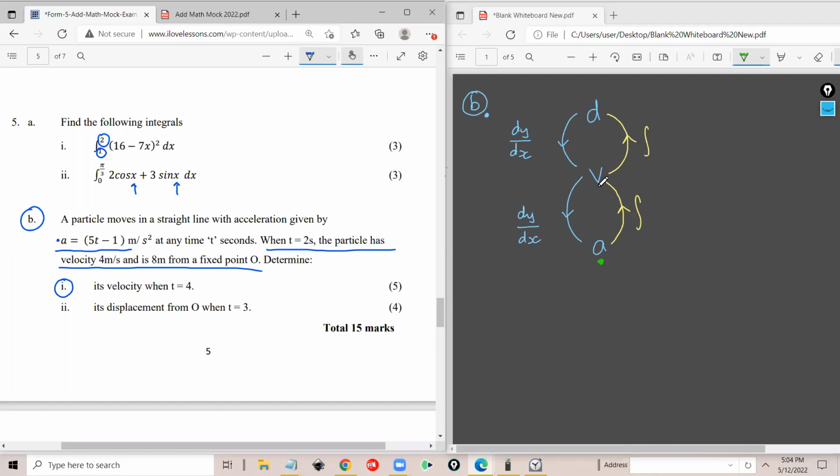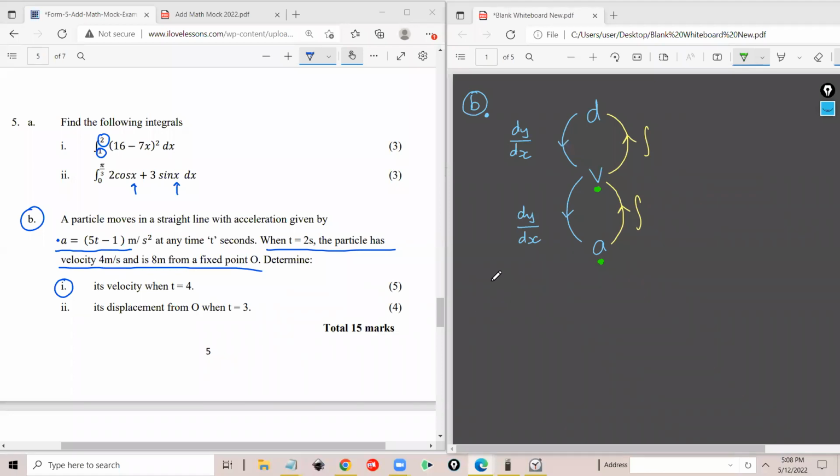And for part 2, once you have the complete equation for velocity, you can integrate and get what? The displacement or distance equation. But you will get another plus C, and you have to use the stuff on the line to figure out the value of C. Right, so I think that's a good jump start there.